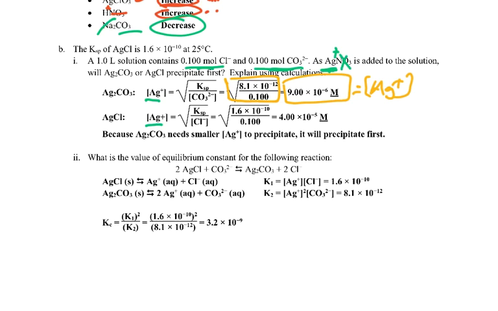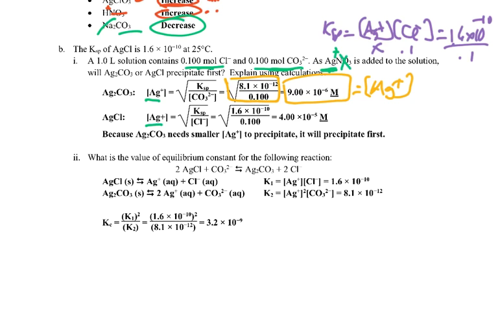Well, if I do silver chloride, I have a similar situation. So the Ksp is equal to silver ion times chloride ion, and we know that value is 1.6 times 10 to the negative 10. Sorry, this is so messy. But we know that the chloride is 0.1, so we want to find silver. So it's simply going to be 1.6 times 10 to the minus 10 divided by 0.1.